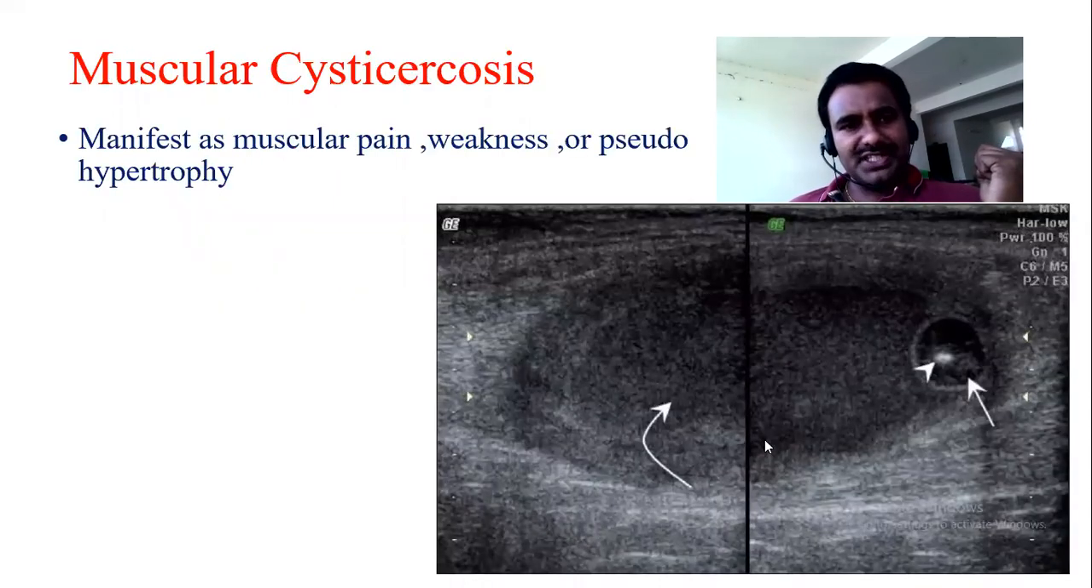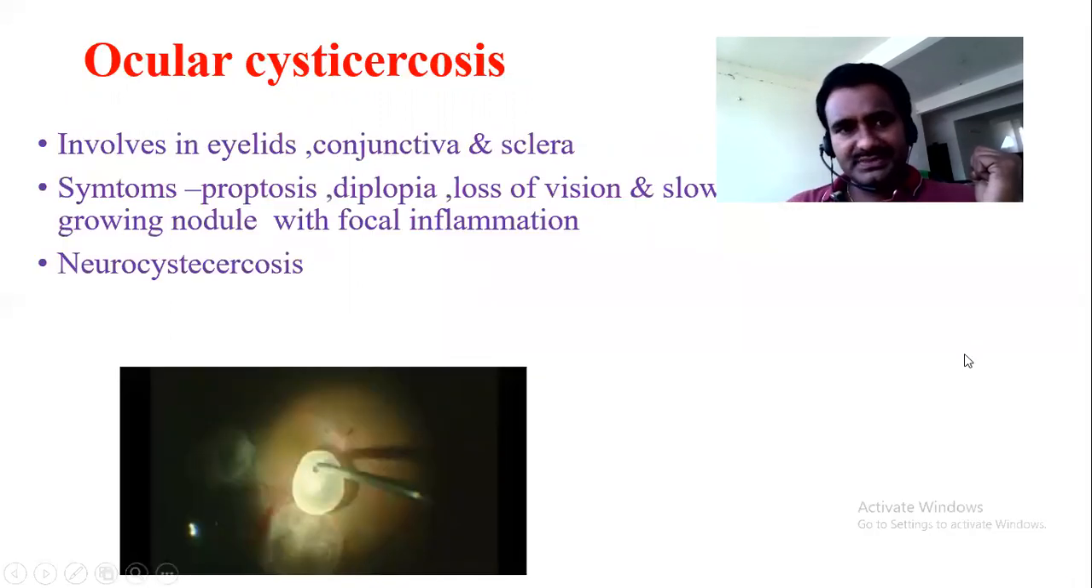Next is muscular cysticercosis, which manifests as muscular pain and pseudohypertrophy. This is the muscular cysticercosis. Next is ocular cysticercosis, which involves the eyelids, conjunctiva or sclera.